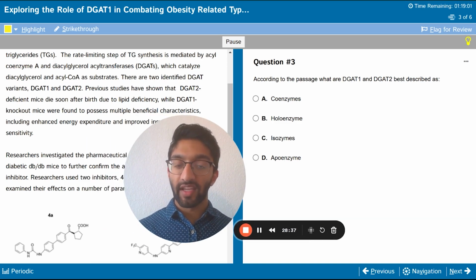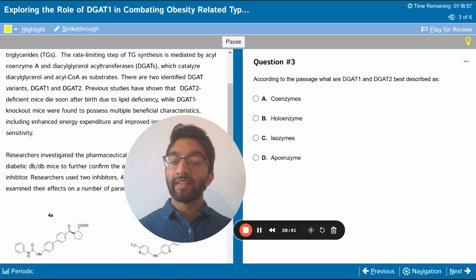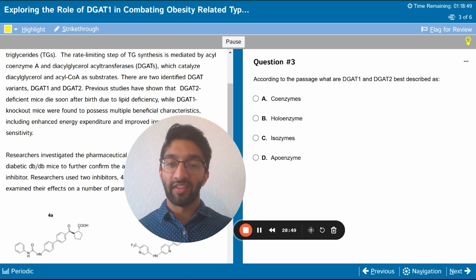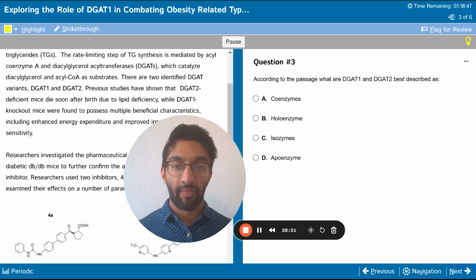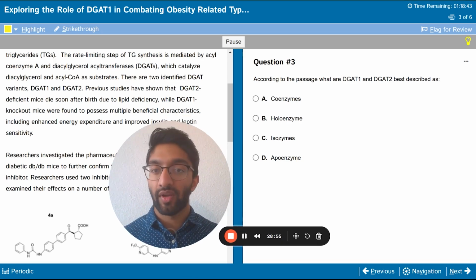And this is really the key to answering the question, because isozymes are basically enzymes that facilitate the same reaction, but are just structurally different. And that's literally what we see in this passage, word for word. That's exactly what's happening: we have two variants that basically carry out the same reaction, the rate limiting step of TG synthesis. So for this reason, it's just better to pick C.